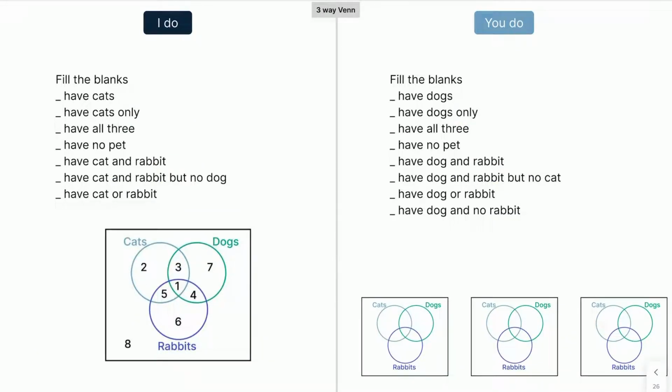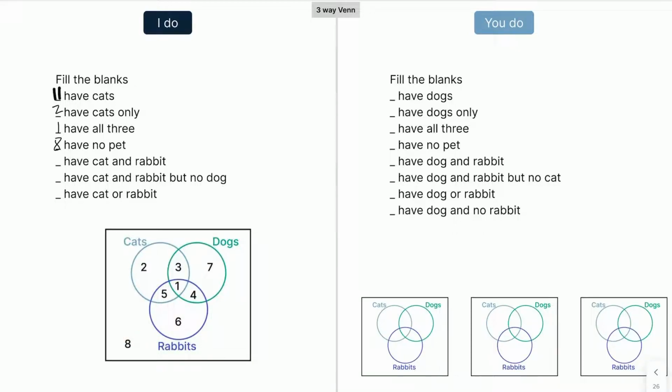So we've got fill in the blanks again. How many have cats? That refers to everything in this circle. So that's going to be 5 plus 3, which is 8, plus 1, which is 9, plus the 2, which is 11. The next one says cats only. So that's just going to be this bit here. It does not include any overlaps. So that's going to be 2. The next one says have all 3. That's this bit in the middle. Have no pet, that's going to be this bit out here.